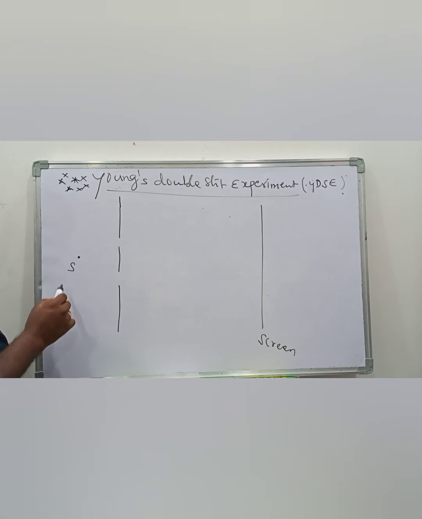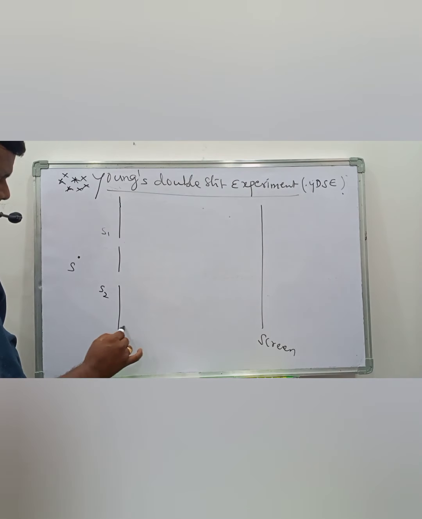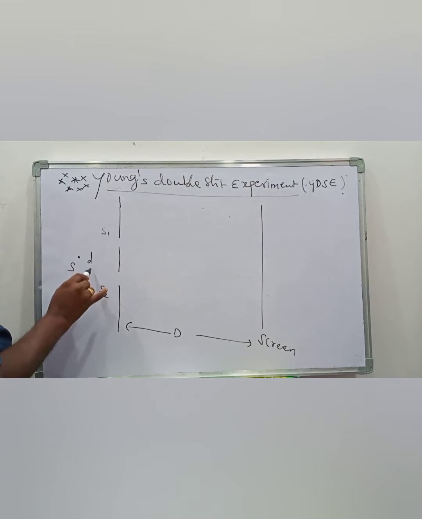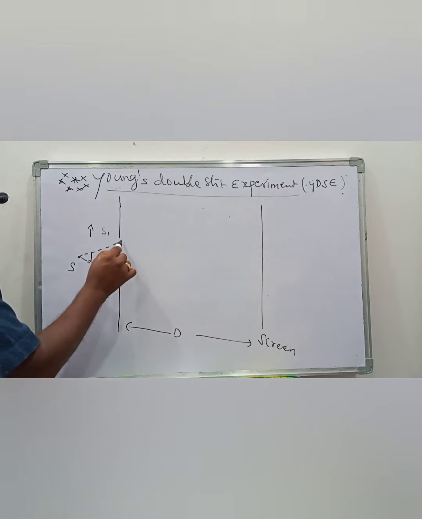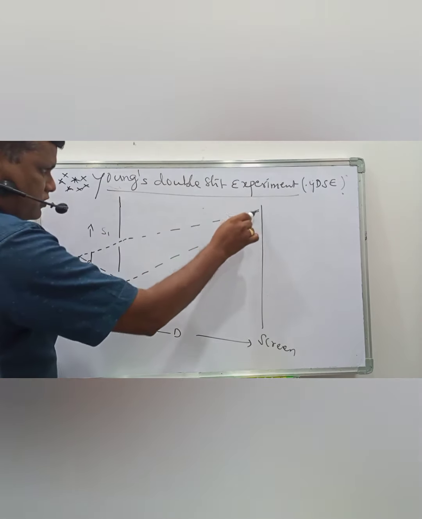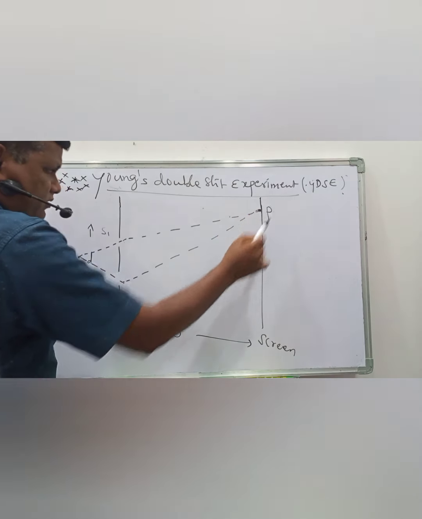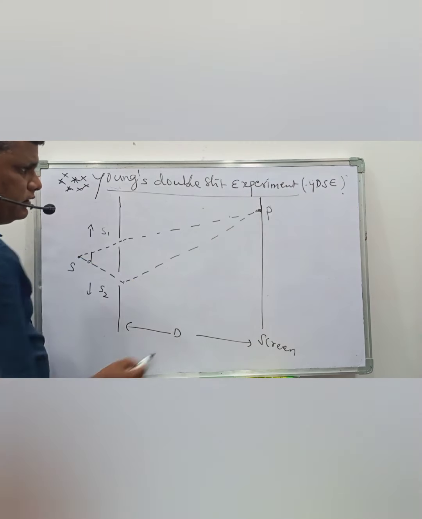There is a source S, slits S1, S2, and a screen at a distance D from the slits, and the distance between the two slits is d. A source of light emits the light, which is illuminated towards the slits S1 and S2. Then they superimpose each other and meet at a point P.